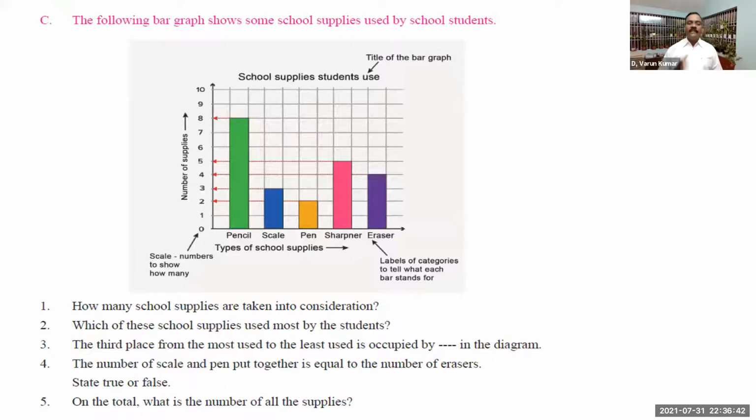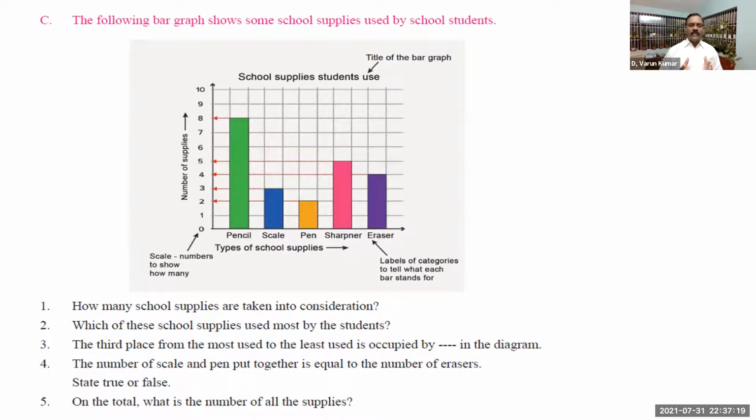Next, let us see a model bar diagram, and there are 5 questions as usual. This bar diagram shows the school supplies students use, number of supplies and types of school supplies. What are the different types of supplies given, and number of supplies, how many school supplies are taken into consideration, which of these school supplies used most by the students.